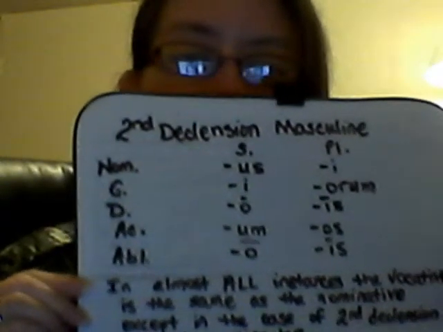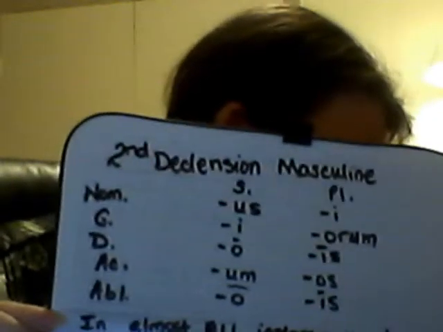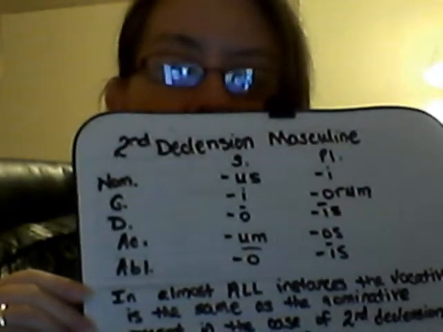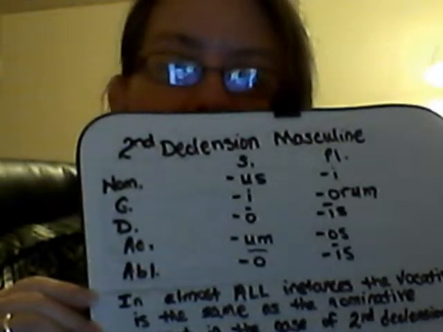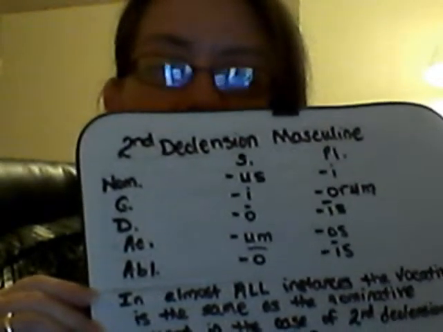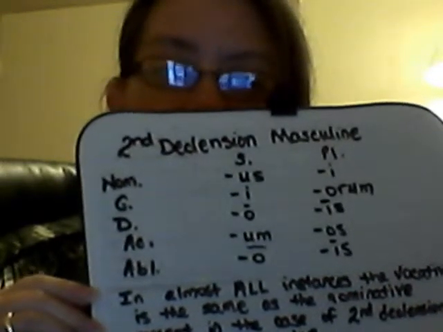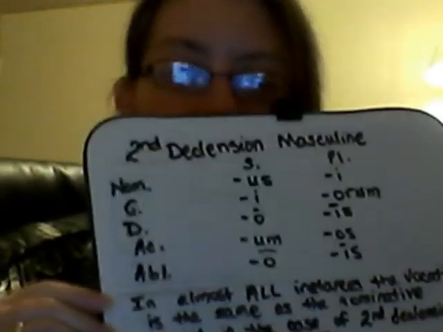Okay, and then the nominative plural ends in i. The genitive plural ends in orum. The dative plural ends in is. The accusative plural ends in os. And the ablative ends in long is.